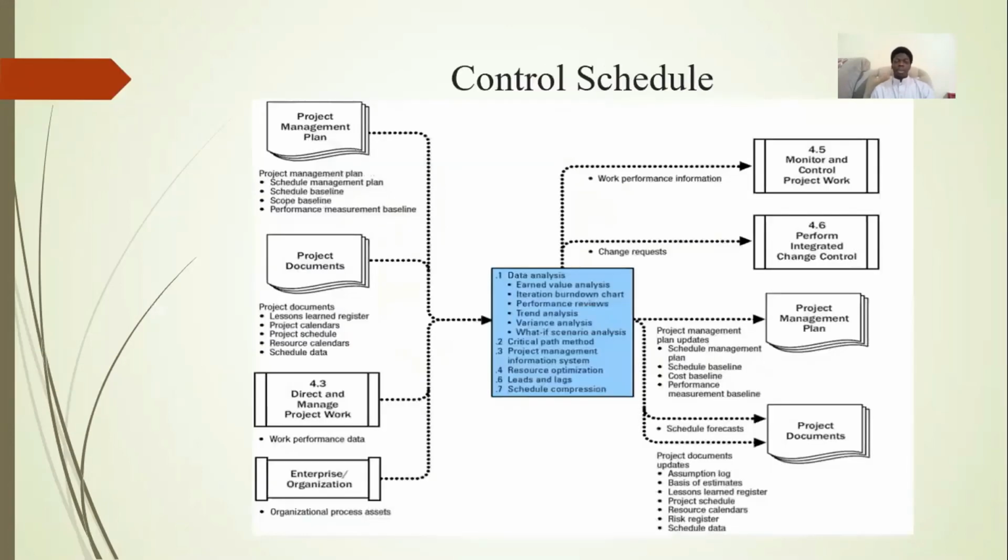Control the schedule. Here we should ensure and evaluate that the duration of each of the activities does not exceed the schedule, and the leads and lags that happened in the whole project. The output as usual: some change requests, work performance information, updates to the project documents and project management plan. Next.